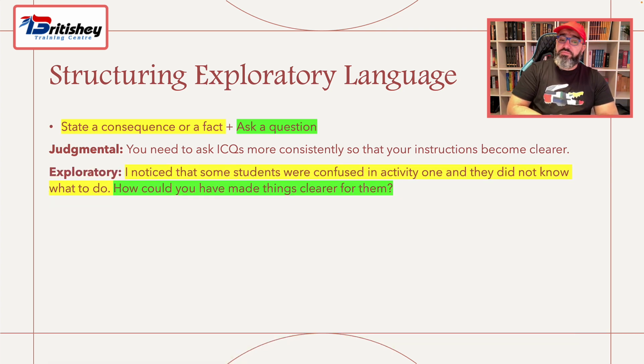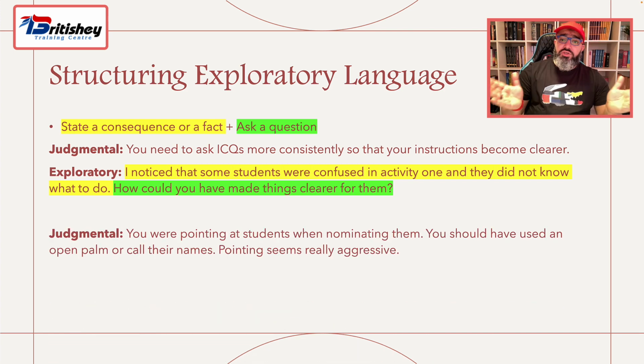Look at this. I noticed that some students were confused in activity 1 and they didn't know what to do. That's a consequence or a fact that happened in a classroom. Now look at the question. How could you have made things clearer for them? Now he needs to think and reach the conclusion that ICQs should have been used.